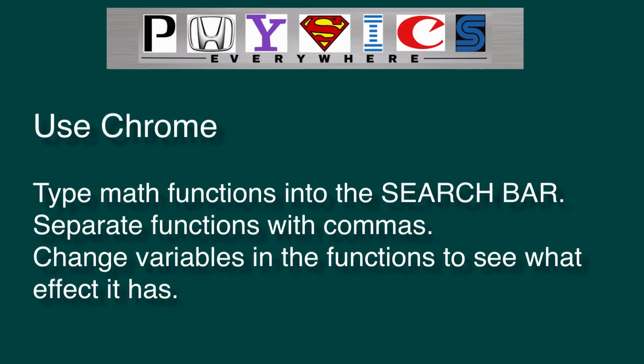Okay, in summary, use Chrome, type math functions into the search bar, make sure you separate them with commas. You can change variables and see what happens to the functions. No need to be doing it with pencil and paper and table of values, or you don't have to use Desmos. You can do it right on your phone in Chrome.